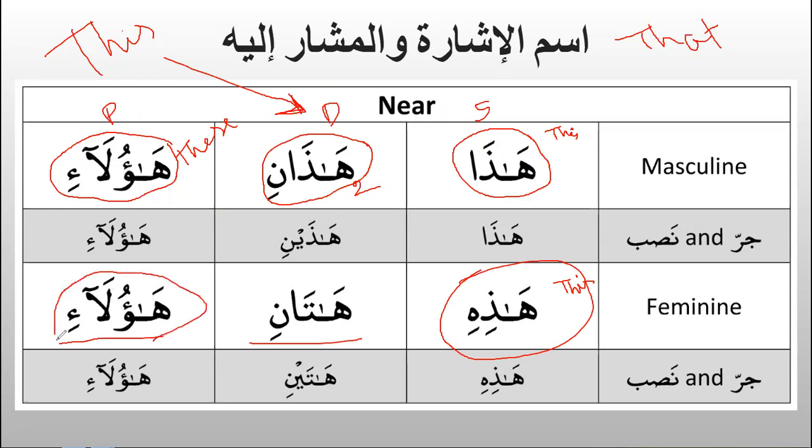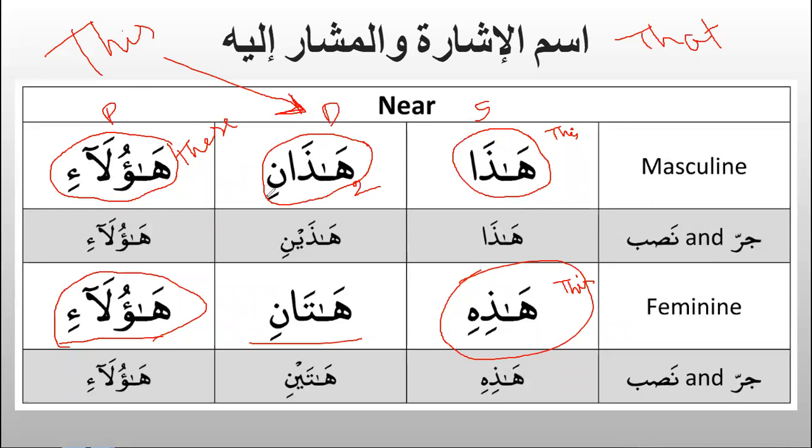So you have to memorize it like that: hada, hadani, haulai, hadhihi, hatani, haulai. And these are all for near objects. If you know the meaning, you can know which one is singular, which one is dual, and which one is plural, and also which one is masculine and which one is feminine.